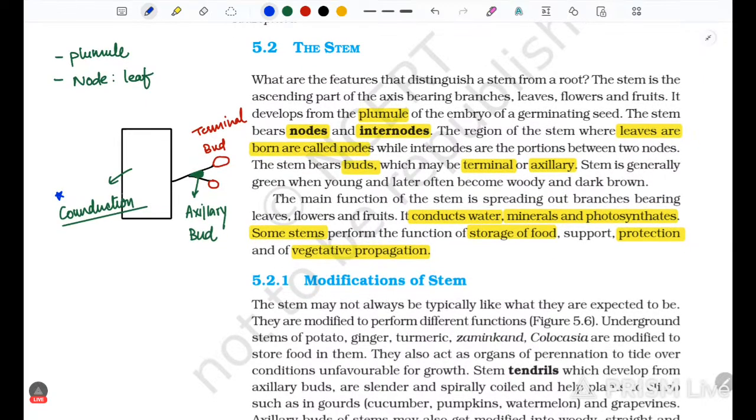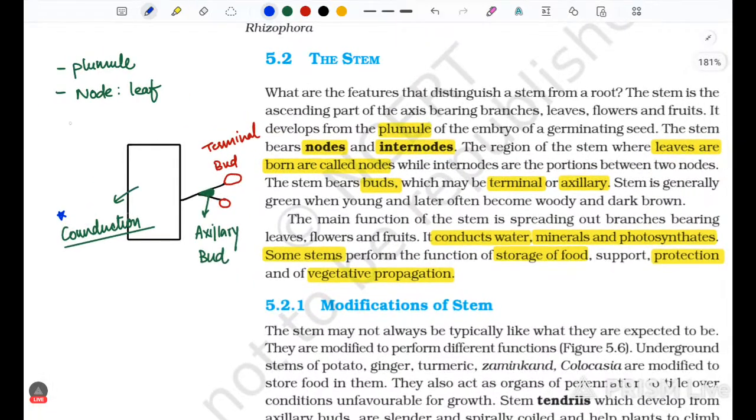But please remember that the stem can be used for two purposes, and this is very important. S for stem, S for storage. Some stems are used for storage. Some roots are also used for storage, as we have already discussed. So S for stem, S for storage.